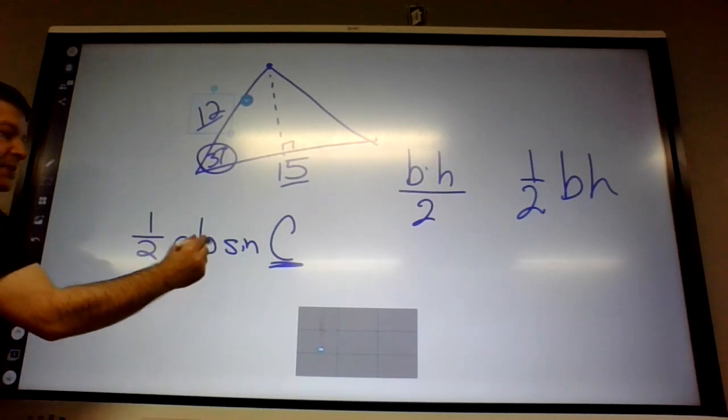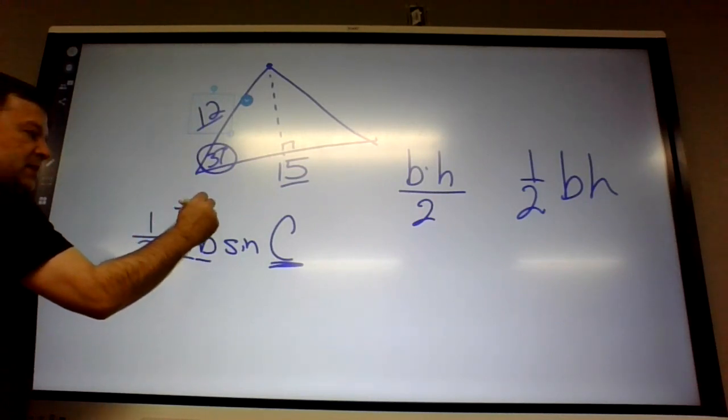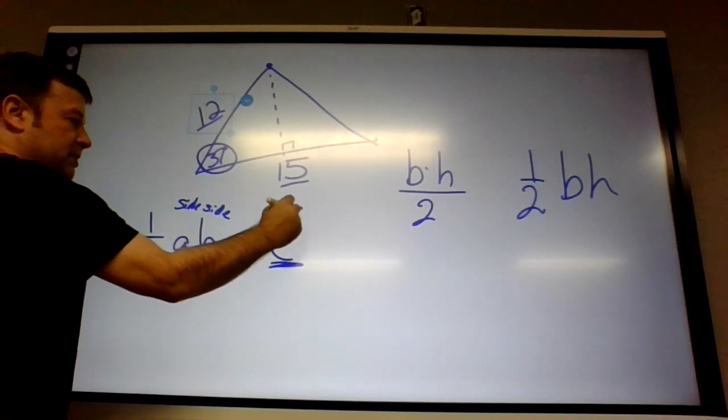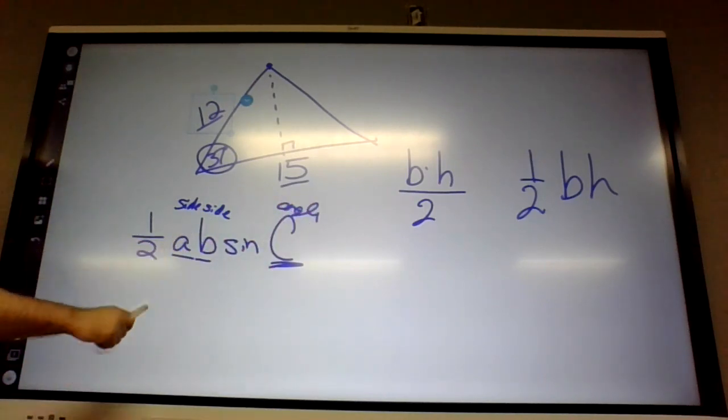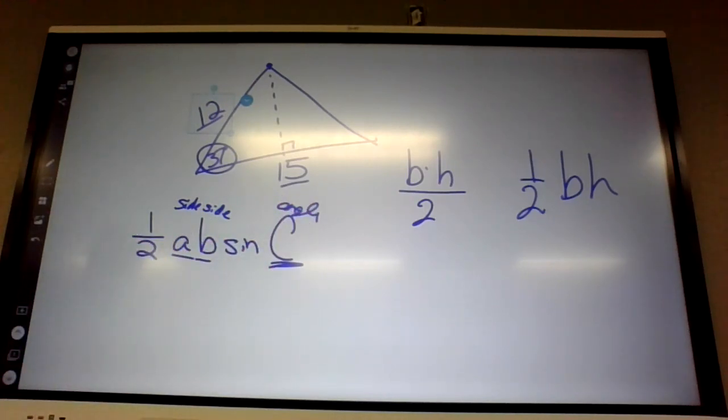So this is side, angle. Doesn't really matter which side you put in first. Order of multiplication doesn't matter. But that would give you the area.